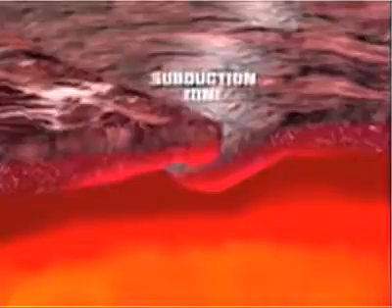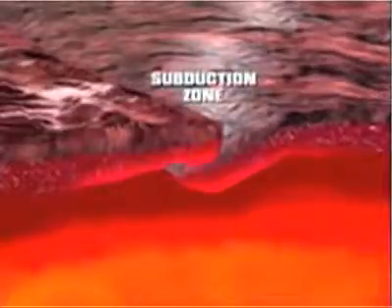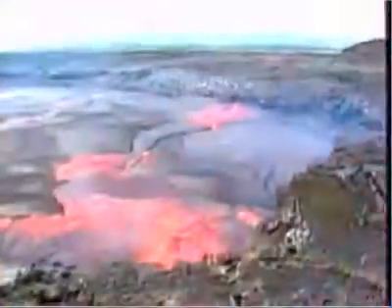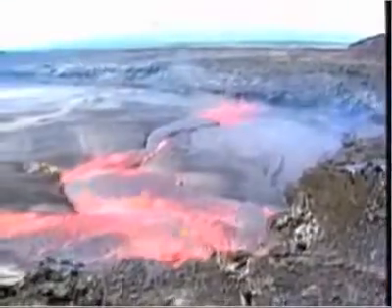When one plate dives beneath another, it is called subduction, and the area where it occurs is called a subduction zone. Subduction may resemble what is happening on this lava lake as sections of hardened crust dive beneath other sections.